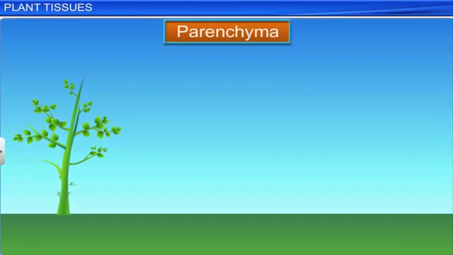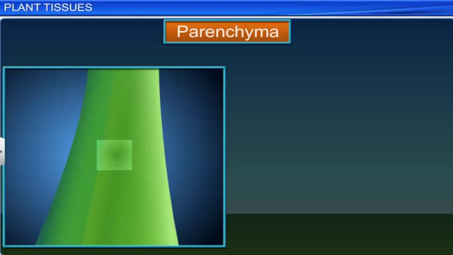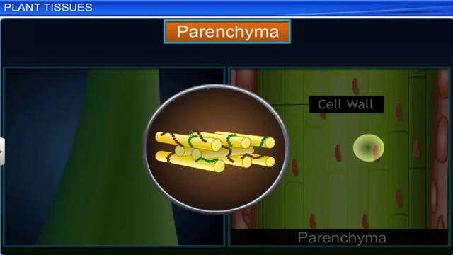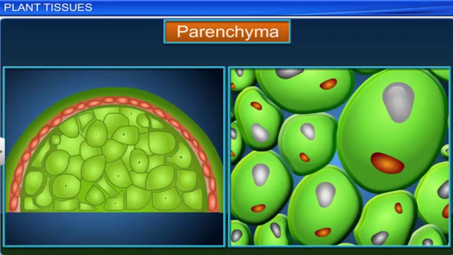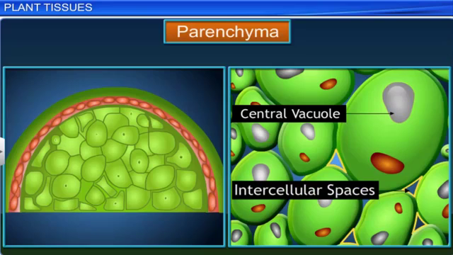Look at the stem of the plant. What tissue is the stem made of? Stem is made of the tissue parenchyma. Parenchyma consists of elongated living cells with a thin cell wall made of cellulose. These cells are polygonal in shape and have a large central vacuole. They also have intercellular spaces between them. They are found loosely packed with unspecialized cells.